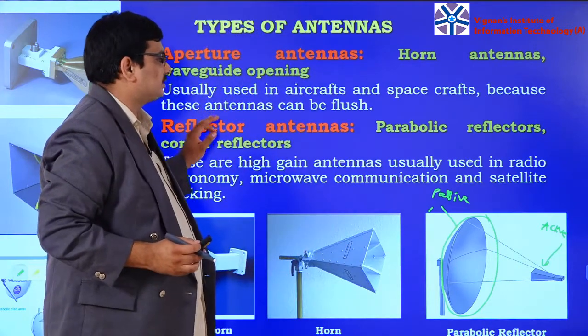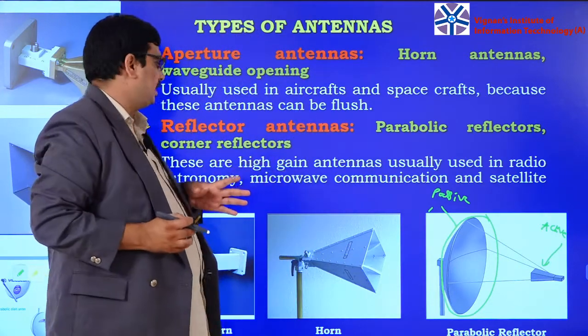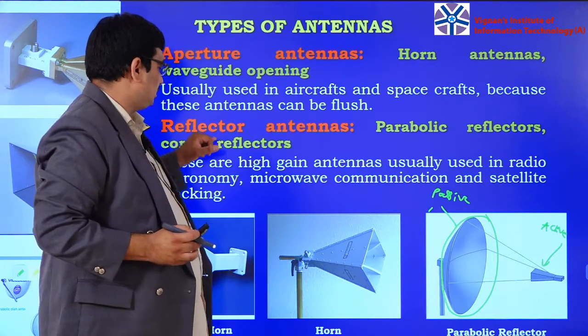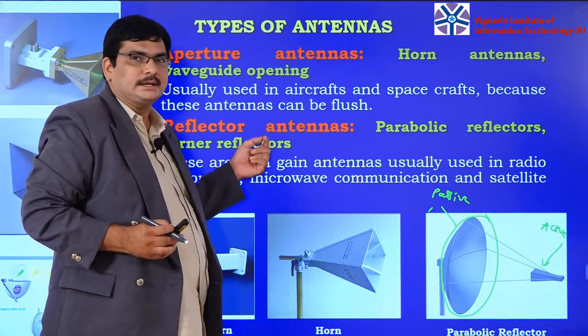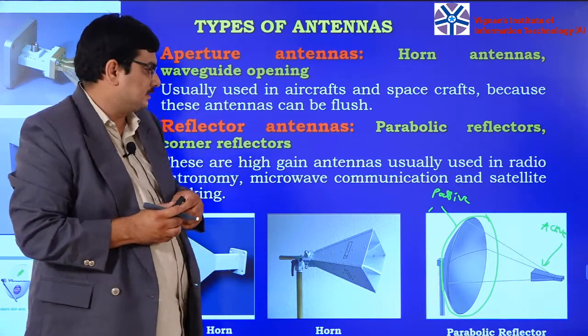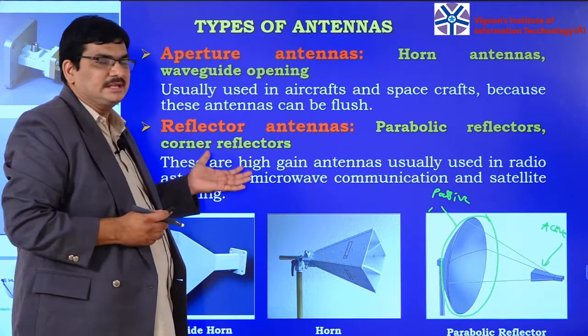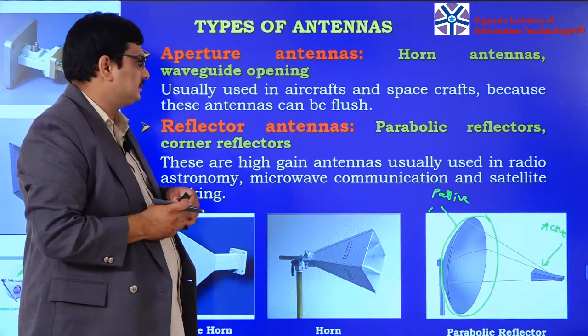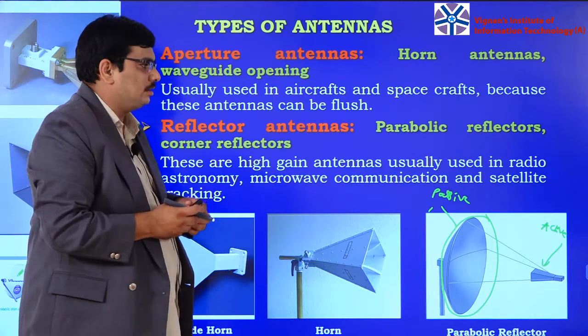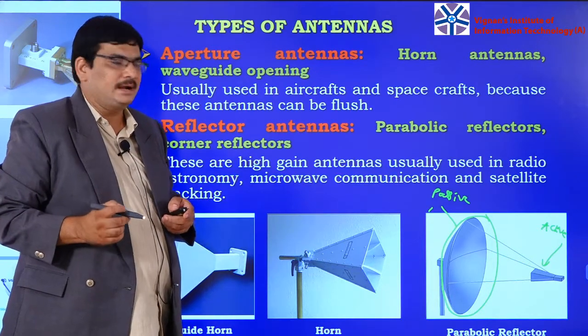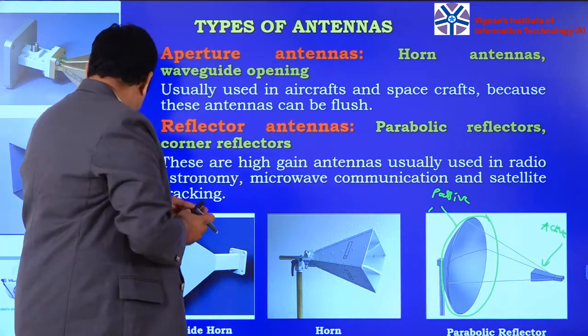A good example for this is the parabolic reflector antenna or dish antenna, and other types are the corner reflector antenna and flat type antennas. We use these antennas for high gain applications, usually in radio astronomy, microwave applications and satellite applications.